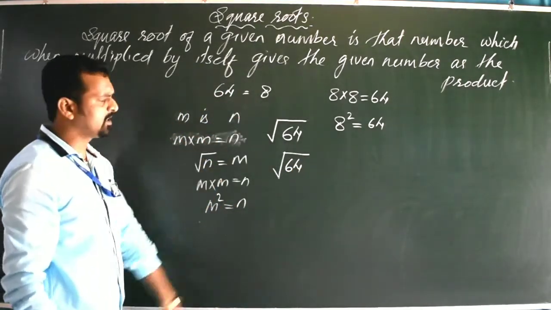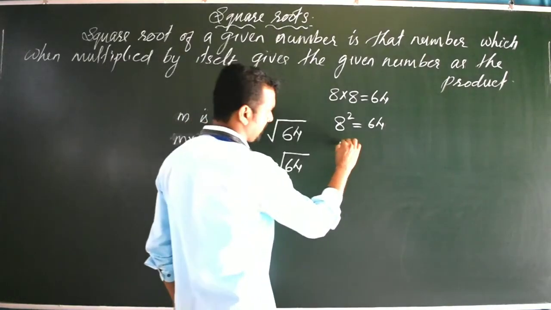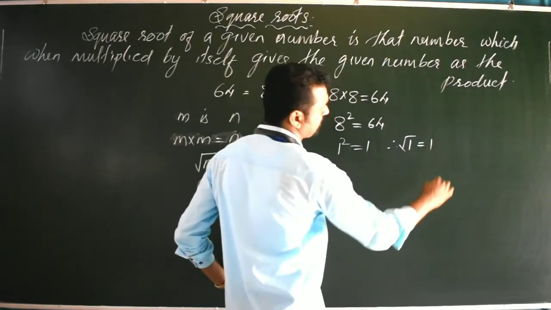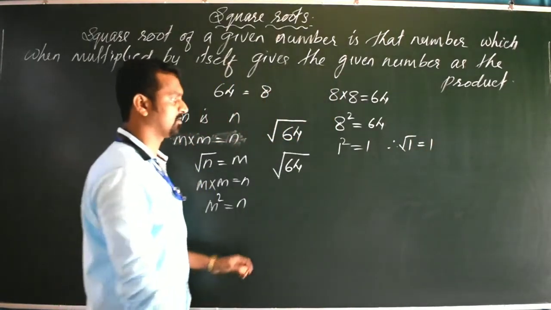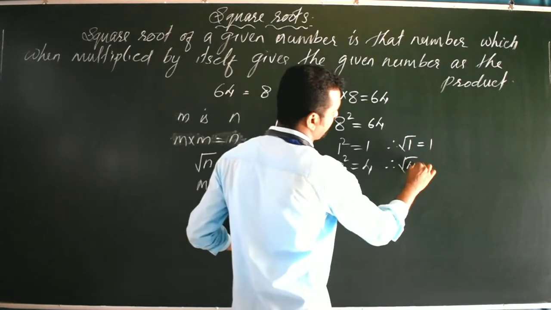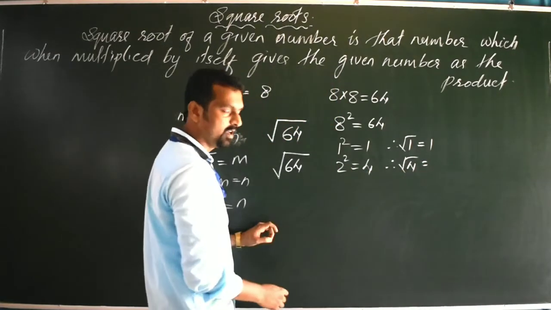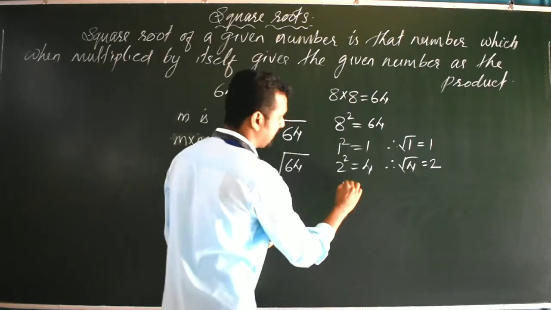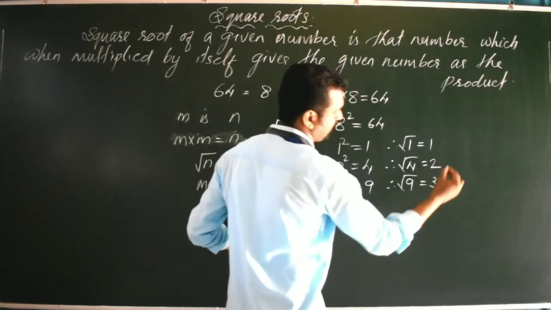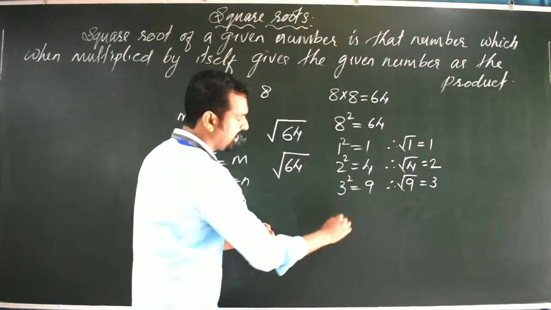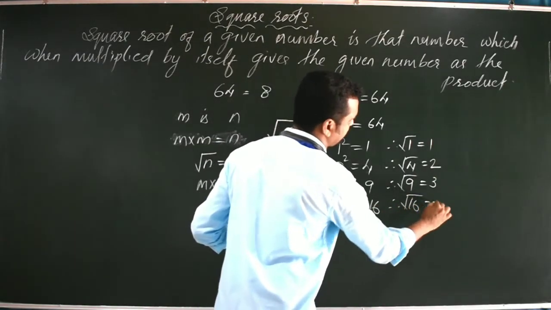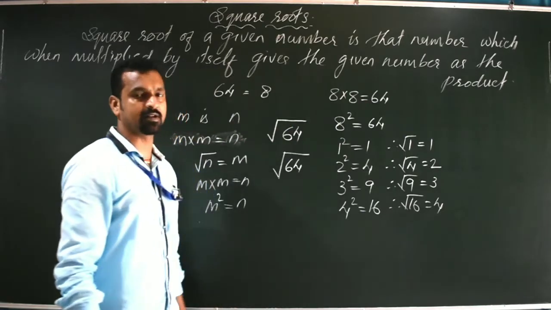All the numbers we can find out this way. Remember the squares we have studied. 1 square is equal to 1, therefore square root of 1 is equal to 1. 2 square is equal to 4, therefore square root of 4 is equal to 2. Then 3 square is equal to 9, therefore square root of 9 is equal to 3. Next, 4 square is equal to 16, therefore square root of 16 is equal to 4.